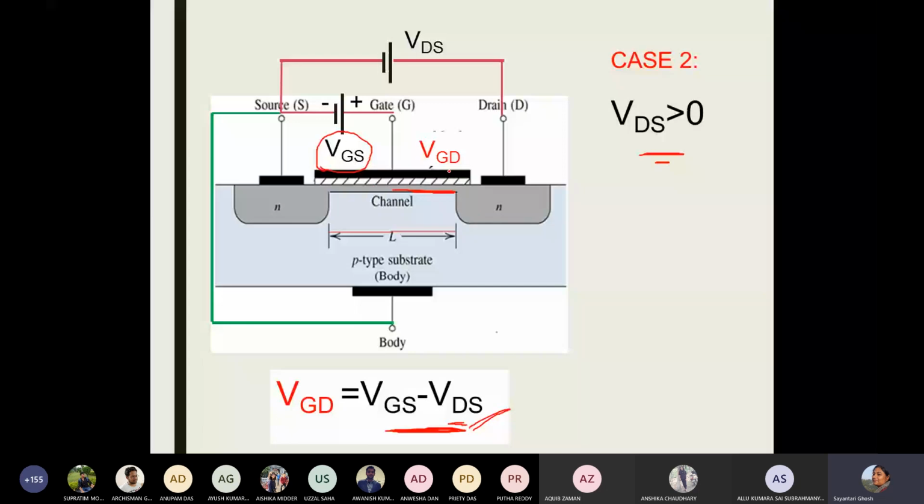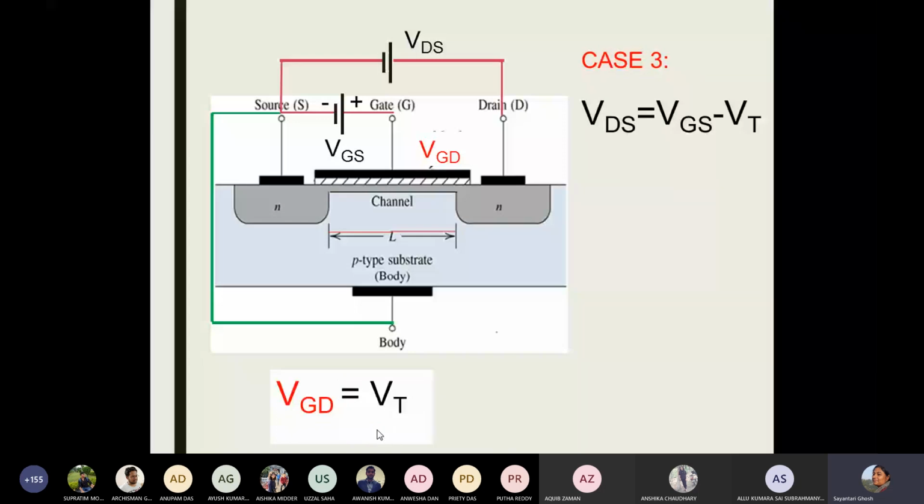So there must be a critical value as you go on increasing VDS. As you go on increasing VDS, VGD is going to reduce constantly, and at one point or other, it is going to cross the threshold voltage. So if I go on increasing VDS, then VGD will go on reducing, and at this particular value of VDS, you will have VGD equal to V threshold. So if I consider this special case where VDS is equal to VGS minus VT, you are left with VGD equal to V threshold.